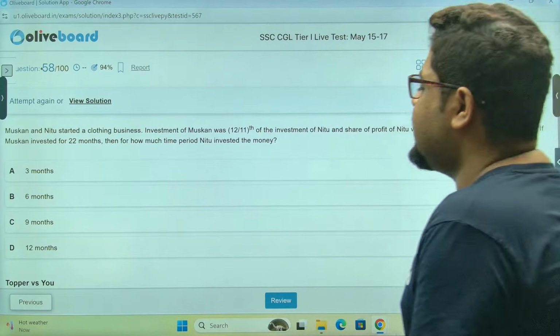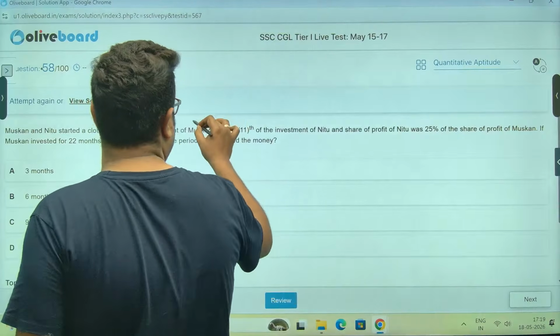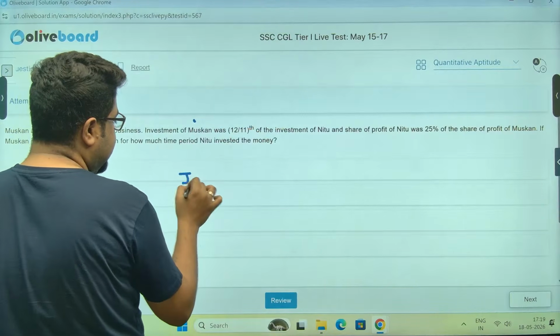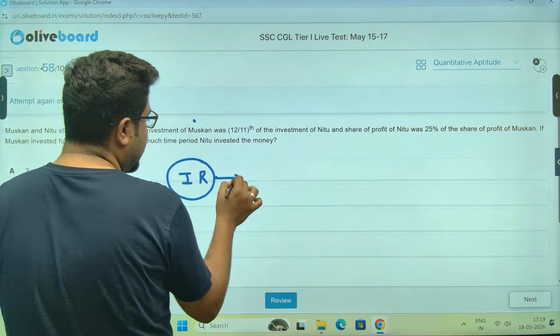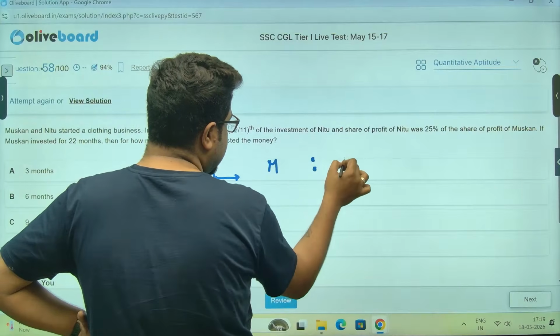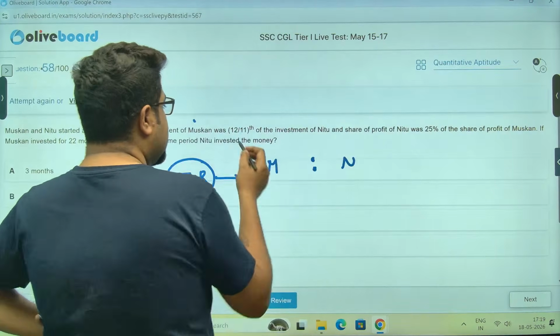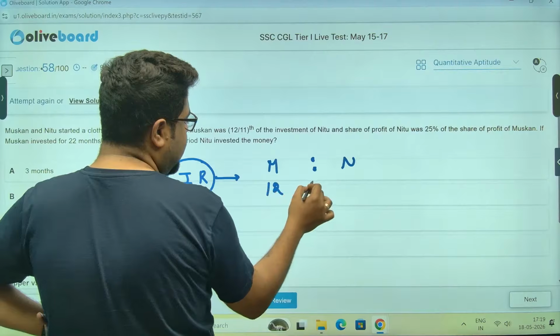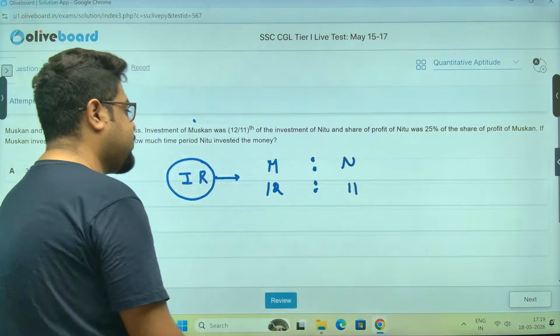Muskan and Neetu started a clothing business. Investment is given. The investment ratio between Muskan and Neetu is 12 to 11. So Muskan's is 12 by 11 times Neetu's.